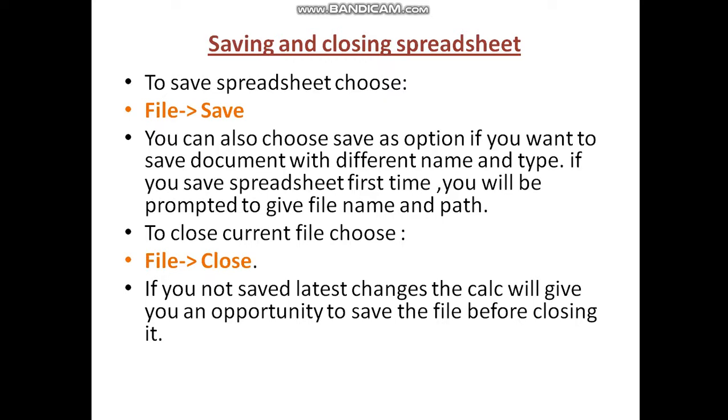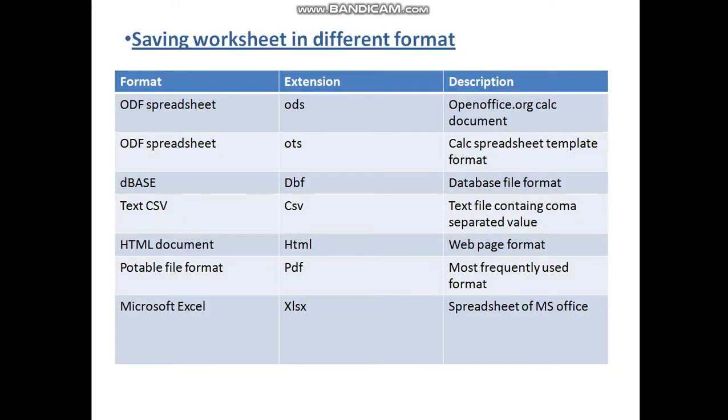To close the current file, choose File and then Close. If you have not saved the latest changes, Calc will give you an opportunity to save the file before closing it. If you have not saved your file, when you click on the Close button, a window appears on the screen with a message asking if you want to save your changes, with Yes or No options available.